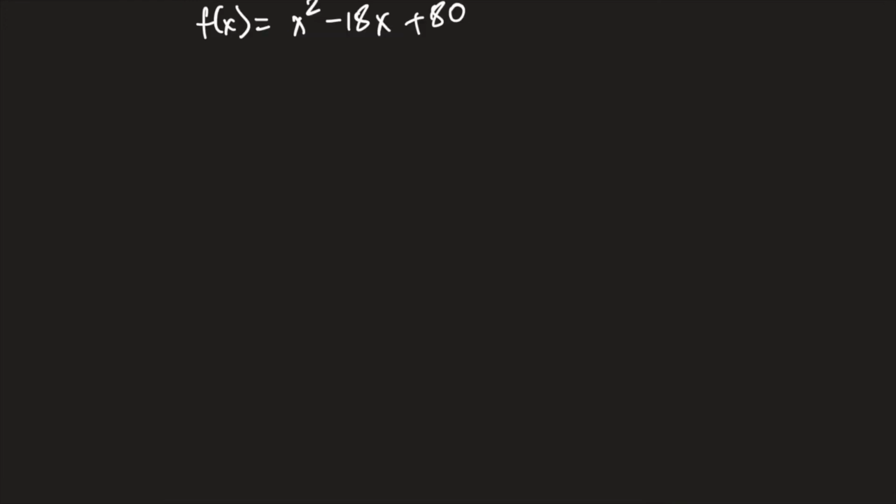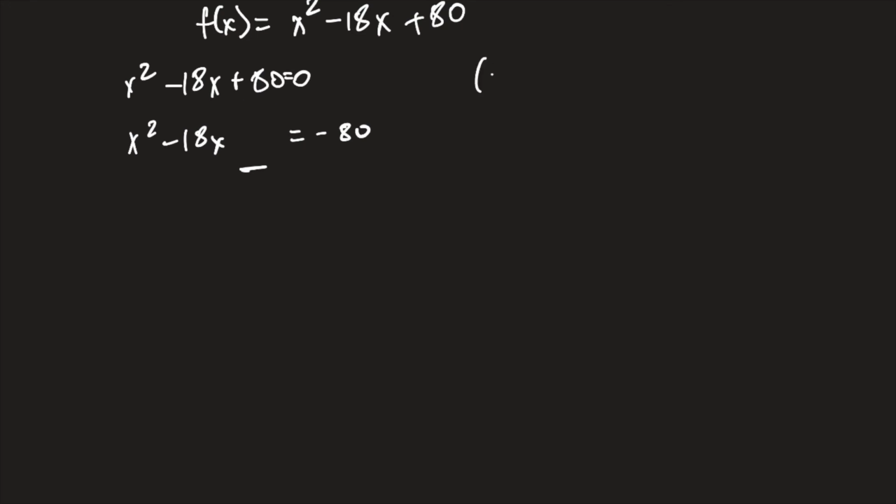Let's try one more example in which you have to find the vertex, the x-intercepts, the y-intercept, and the graph. So the first thing we're going to do is set this equation equal to 0. So x squared minus 18x plus 80 equals 0. We're going to move 80 over to the other side, which is negative 80. And we're going to find what goes here in the blank space.